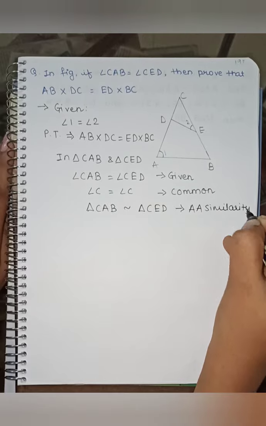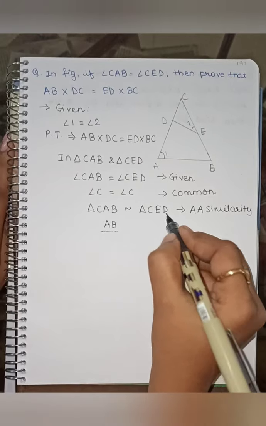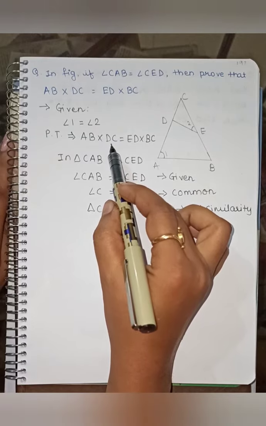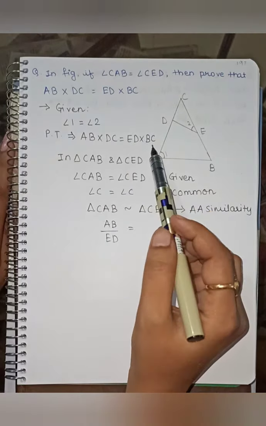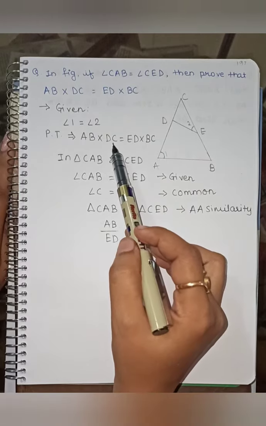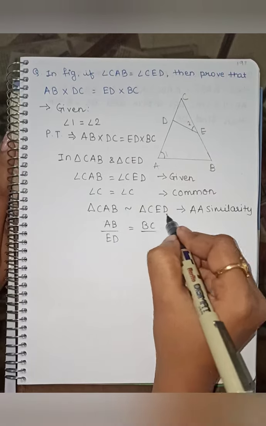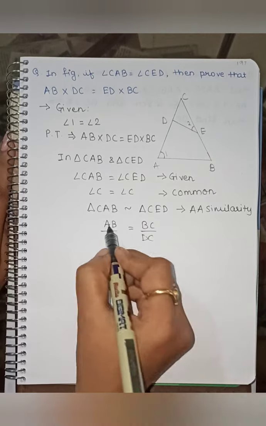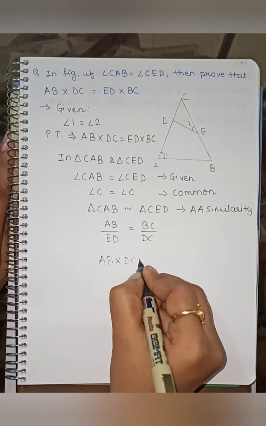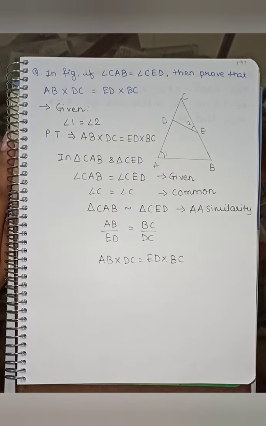So what can be written next? AB I want, so I will write AB upon ED is equal to, after AB I want DC and DE. So accordingly see the sides. ED I have written, AB I have written. Now I want CD and BC. So BC is part of this triangle, so BC upon this DC. So just now cross multiply them. AB into DC is equal to ED into BC. That's it. Hence proved.